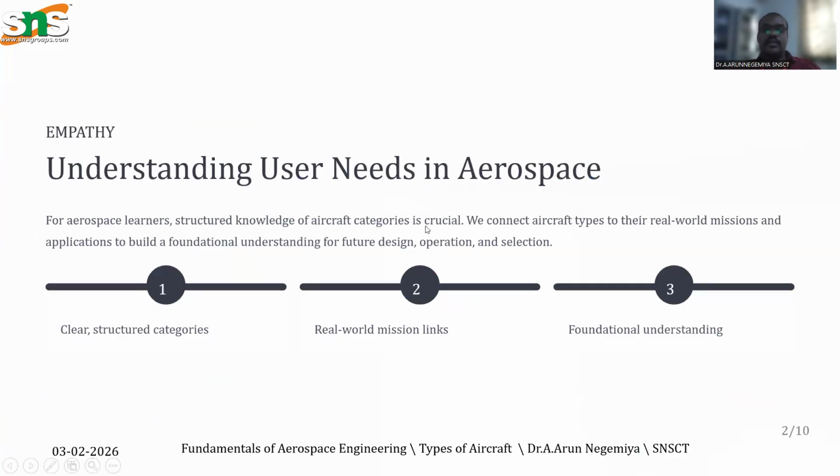So, the first one is the empathy part: understanding user needs in aerospace. Here we will check what the customer needs and user needs are. We will collect the data from all the sectors. Finally, this data has been segregated into: first, clear and structured categories; second, real-world mission links; and third, foundational understanding. So these are the things through which we get the user needs.